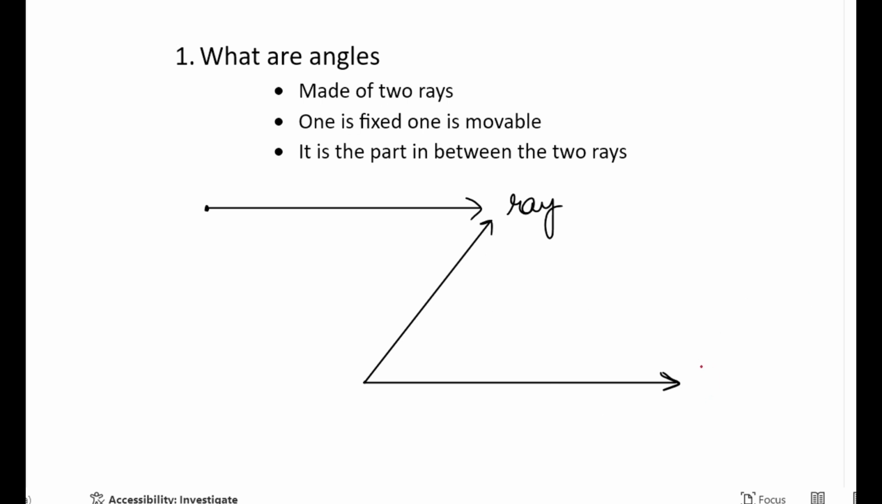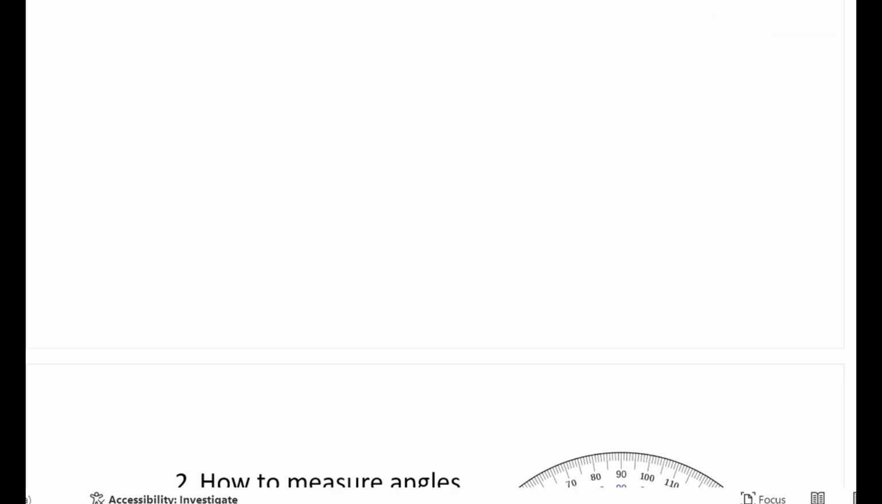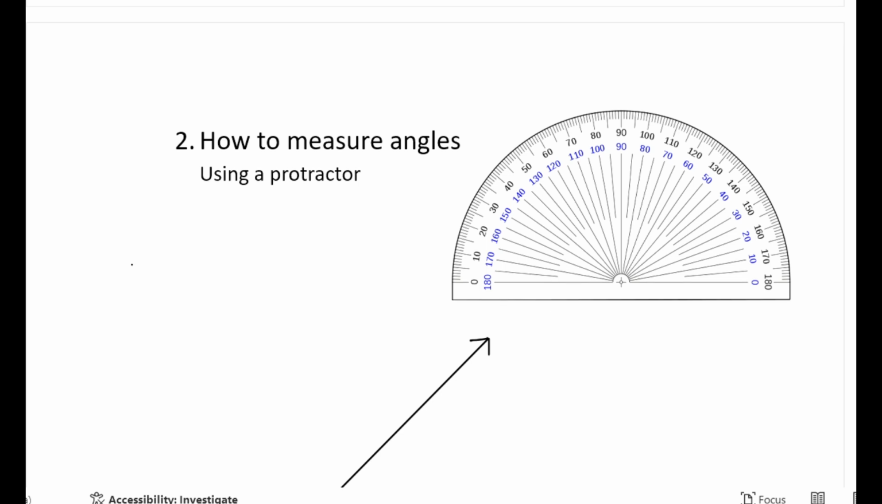So here you have your fixed ray, and this is your movable ray because you can move it. So angle is basically this part, the measure of this part, and how much it exactly is. And how do you measure it? You measure it with a tool of a particular shape, and this shape is a semicircle.